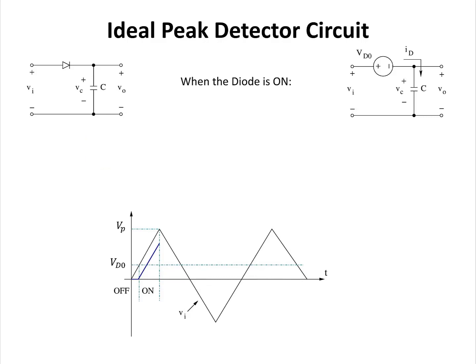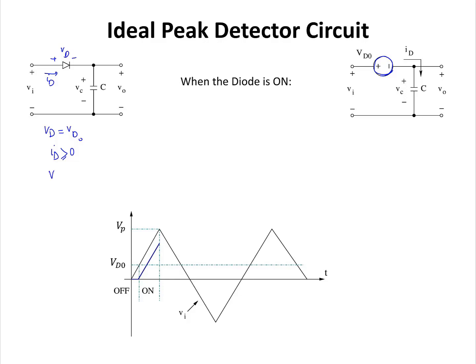When Vi increases from Vd naught volts, the diode is going to turn on. I can replace the diode with its circuit model when it's on, which is a constant voltage drop model. And I'm going to write Vd is equal to Vd0. This is plus minus Vd. And Id is going to be greater than or equal to 0 for the diode being on. Now the diode is on and conducts, so Vi is going to charge the capacitor. As a result, V out, which is equal to Vc, is going to increase.